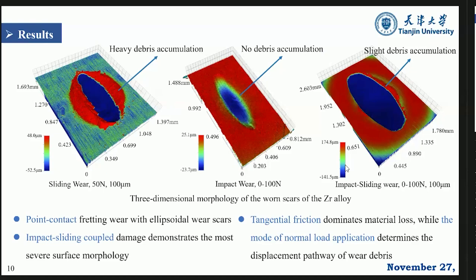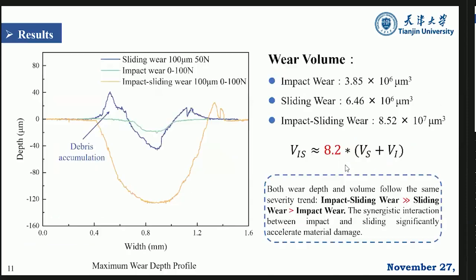But we can compare the debris. That is very interesting. For the sliding wear, we have heavy debris accumulation, but on the impact, there is no debris accumulation. When we combine them together, we have slight debris accumulation. That means the tangent friction dominates material loss, and the normal load application determines the displacement pathway of the wear debris.